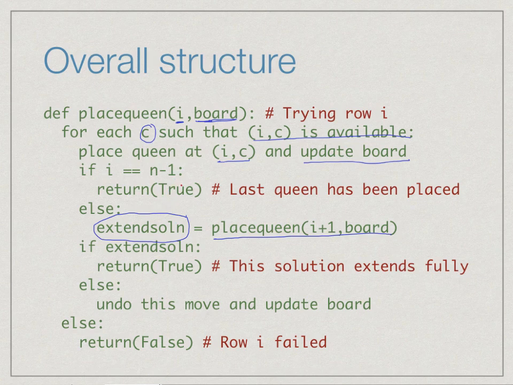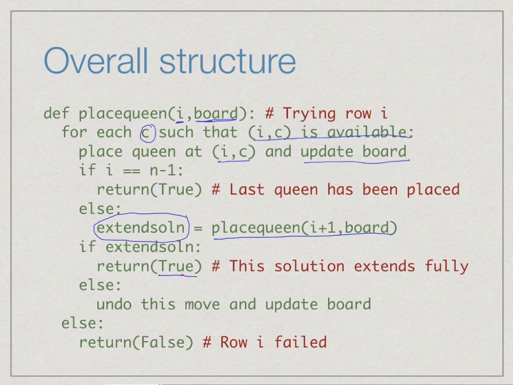So when n minus 1 returns true, then n minus 2 will return true and so on, and then our level I will also get the value true. So then we can also return true. So if extend solution returns true, we also return true, saying that so far I'm good. On the other hand, if extend solution returns false, it means that given the current position that I chose for row I, nothing more could be done to extend this to a full solution.